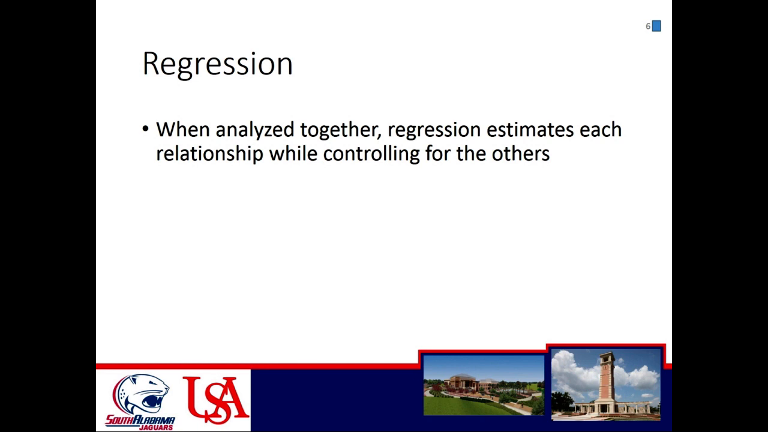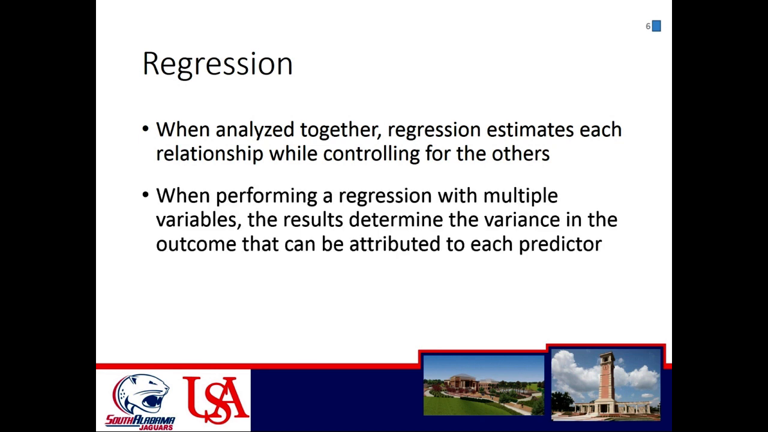Regression tries to determine, well, in that area of overlap, should it be considered part of predictor A's predictive ability, part of predictor B's predictive ability, or should it be part of predictor C's predictive ability? So therefore, regression estimates each relationship while controlling for the others. It gives you the effect of predictor A above and beyond B and C. It gives you the effect of predictor B above and beyond A and C. And it gives you the effect of predictor C above and beyond A and B.